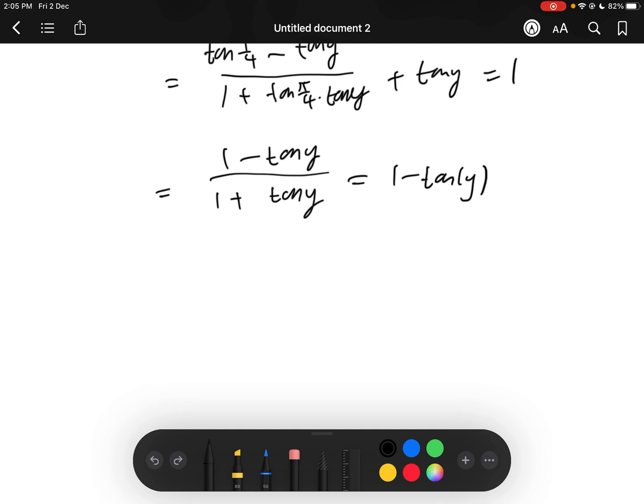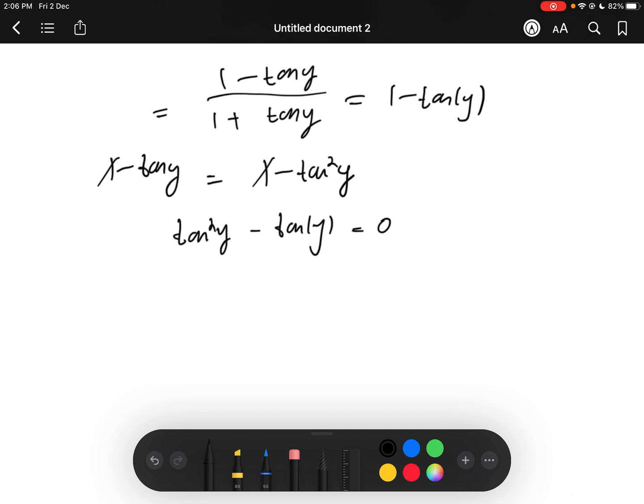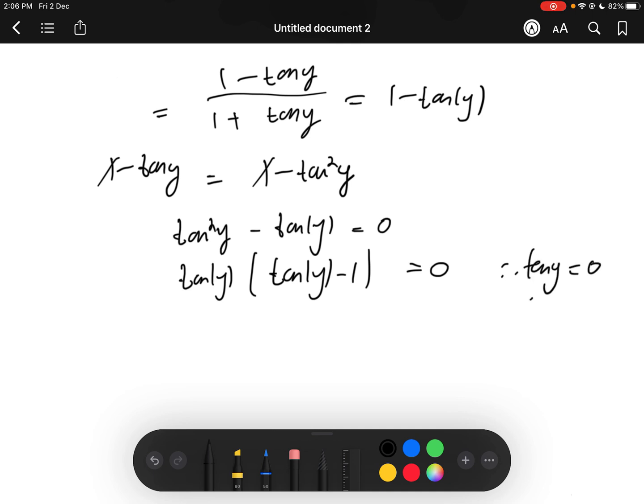Okay, so let's move 1 plus tan y to the other side. So we have 1 minus tan y equals 1 plus tan y times 1 minus tan y. So we get 1 minus tan squared of y, and the 1 and 1 cancel each other out, which is pretty nice. And we have tan squared of y minus tan y equals 0. So therefore tan y multiplied by tan y minus 1 equals 0. So we know that tan y is equal to 0, or tan y equals 1.